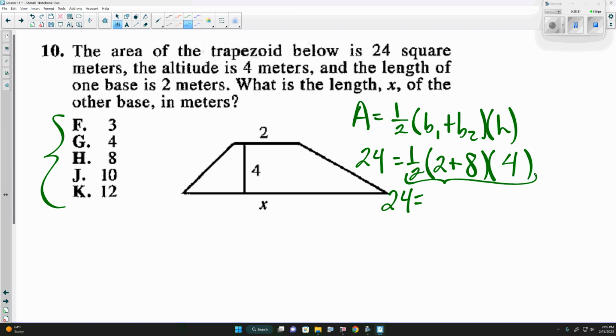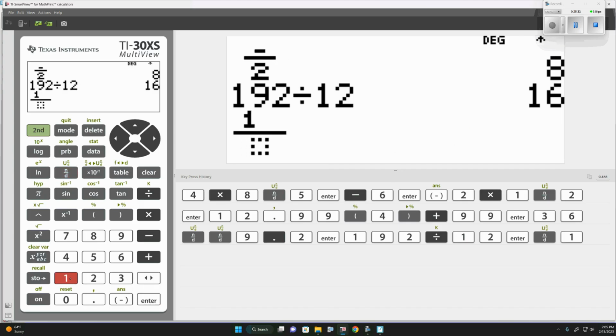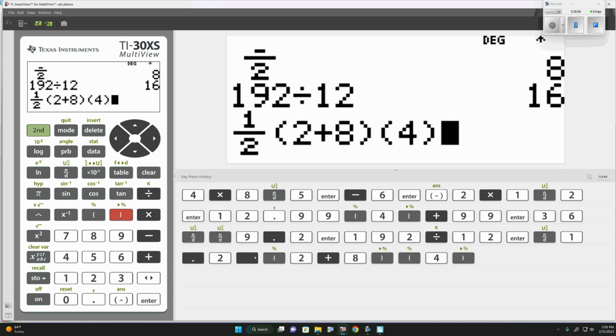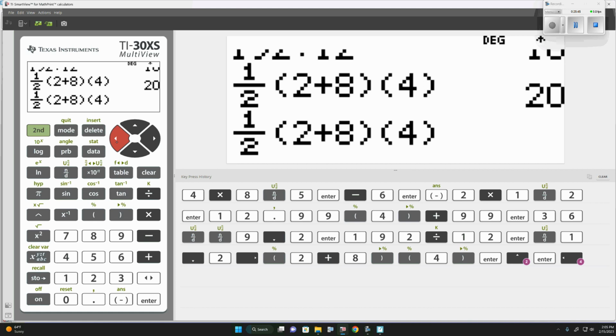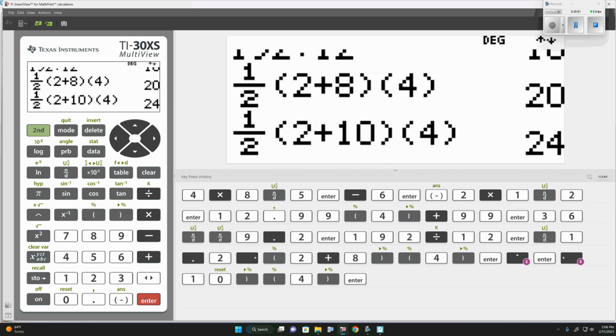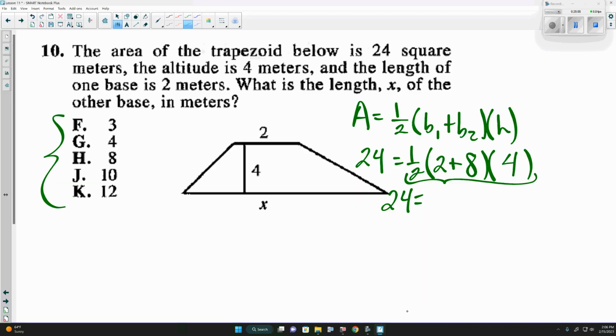Now this here, we can plug in a calculator. 1/2 of 2 plus 8 times 4 is 20. And we wanted 24, that's too small. So if we try 10, we get 24. But again, since 8 was too small, that means F and G don't work.